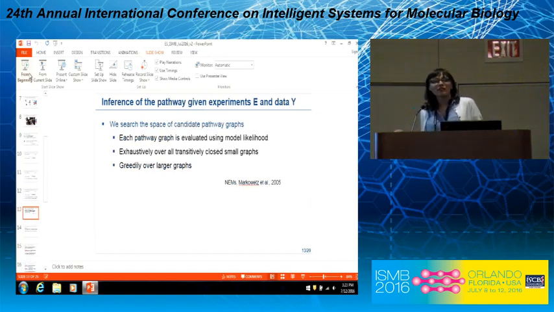So now, how to solve the second problem of inference of the pathway graph when we are only given experiments E and what we observe in these experiments. So we have to somehow search the space of possible graphs. And when we do that, each time we have a new candidate graph, we evaluate it with its marginal likelihood that I just introduced on the previous slide. And to search the space, we use exactly the same procedures as were developed for nested effects models, because the pathway component is the same in our model. So we either exhaustively search over all small transitively closed graphs, or we use a greedy procedure like adding or removing edges.